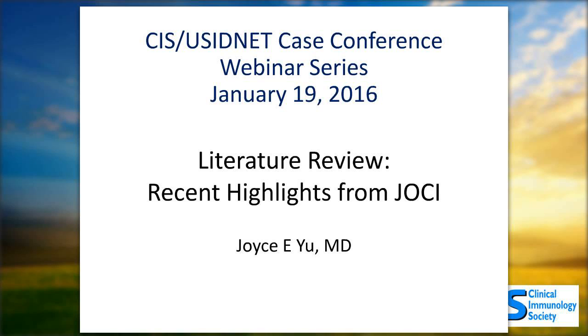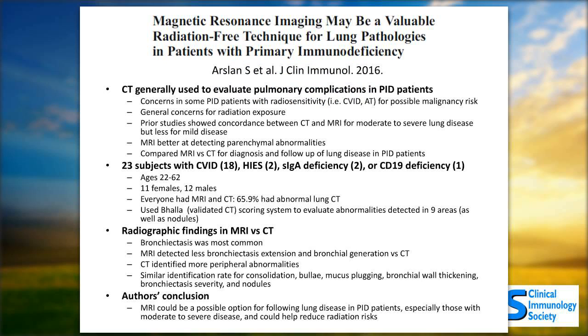So, as has been for our past case conferences, we will start our webinar with a brief literature review of recent highlights from the JACI. So the three articles I'm going to present today. The first article is magnetic resonance imaging, MRI, may be a valuable radiation-free technique for lung pathologies in patients with primary immunodeficiency.